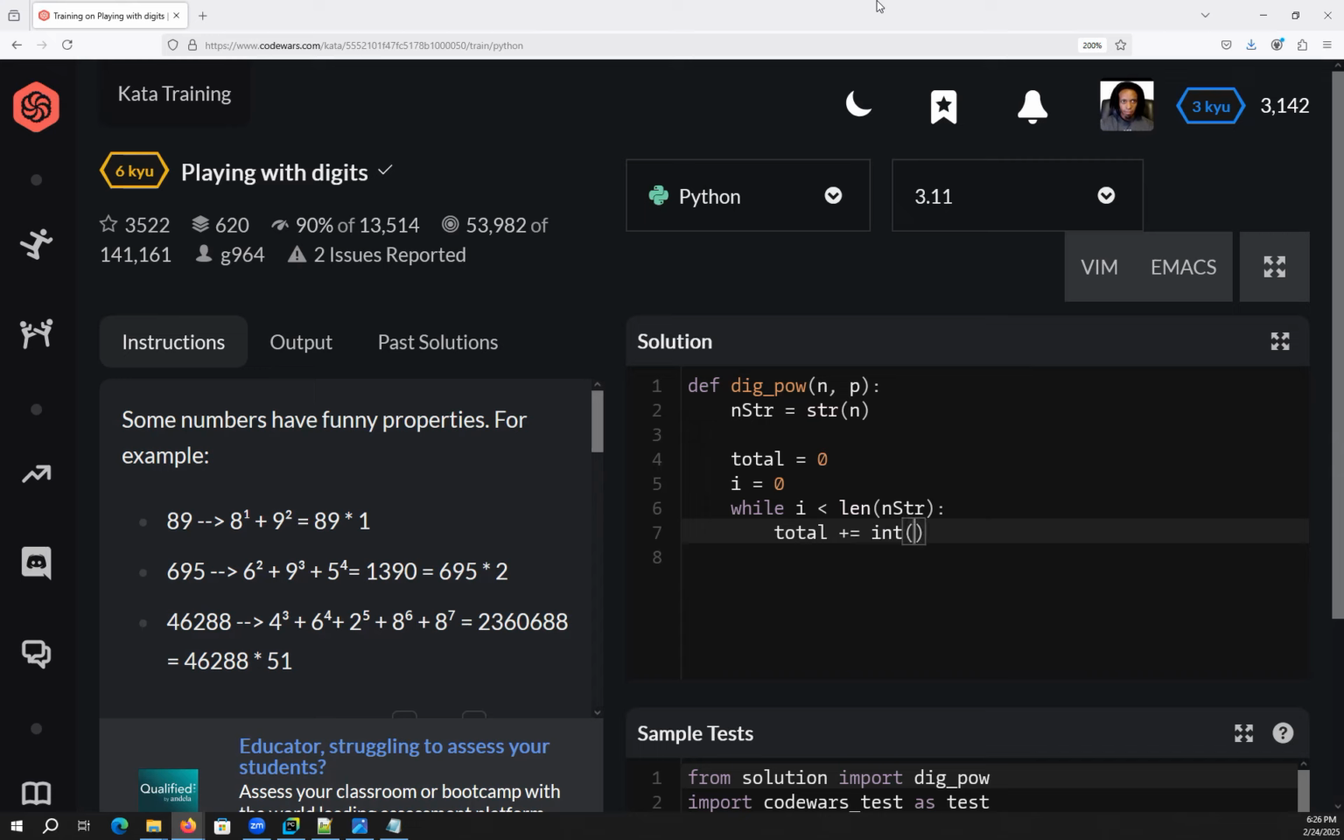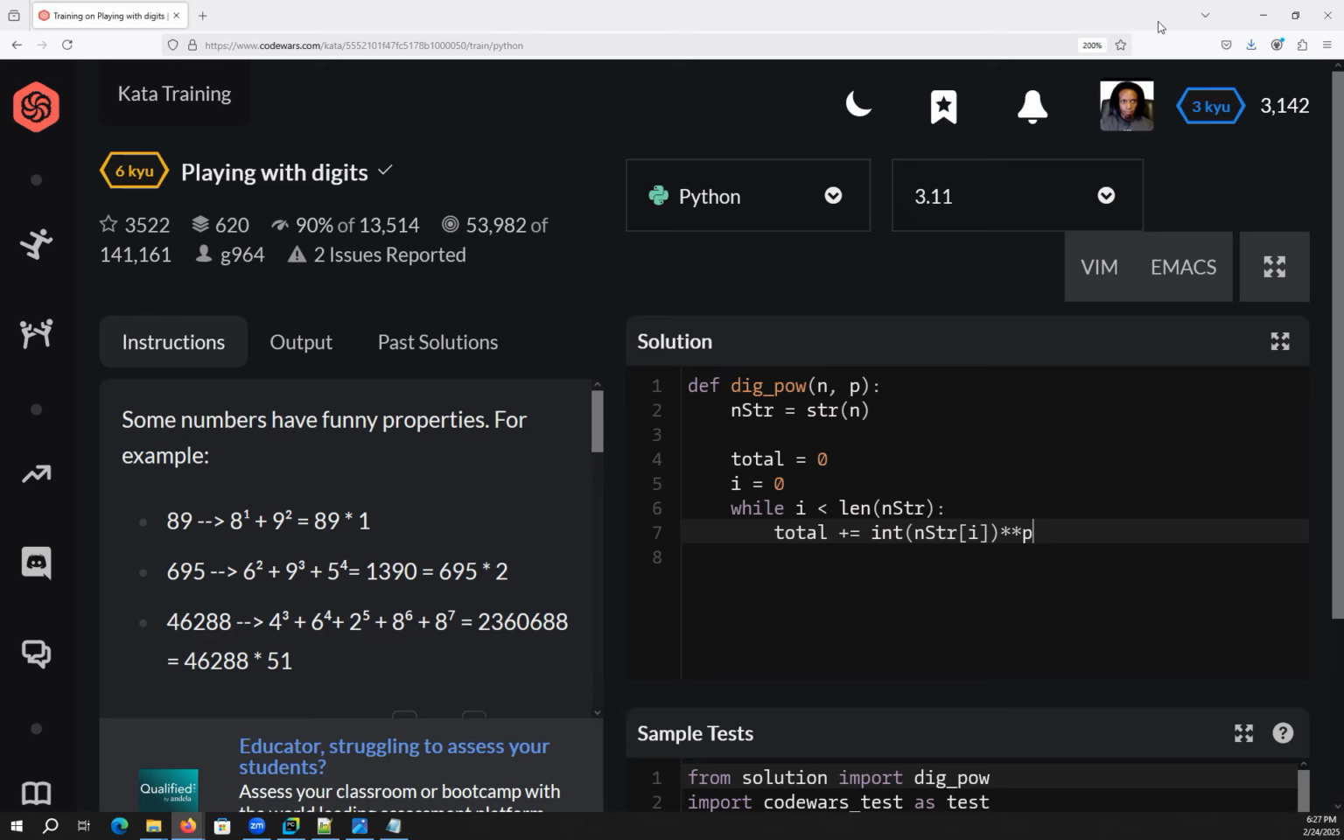I got to do an integer conversion on the string, and I got to index into the string to get the digit. Whoops. Yeah, that n str index i, that is me indexing into the string to get one digit. I'm going to raise that one digit to the power of P.